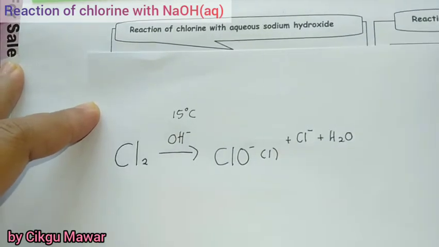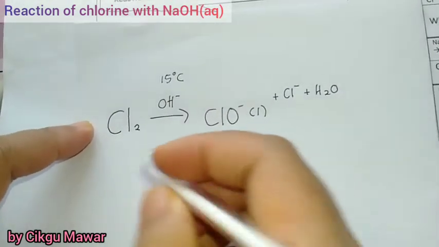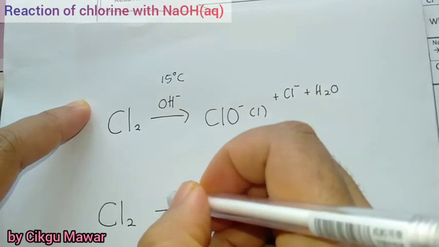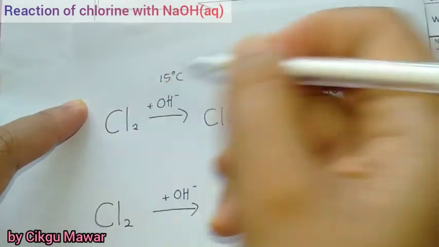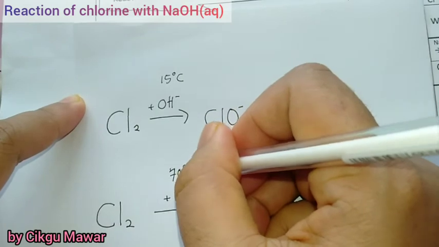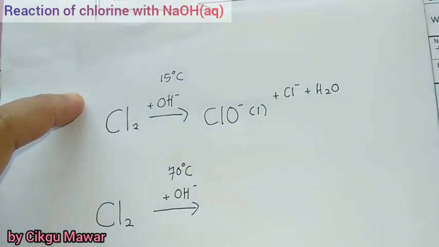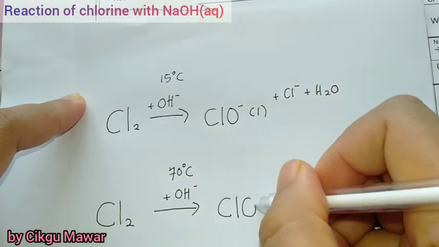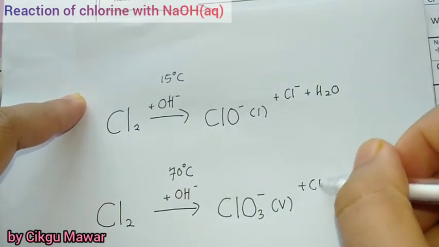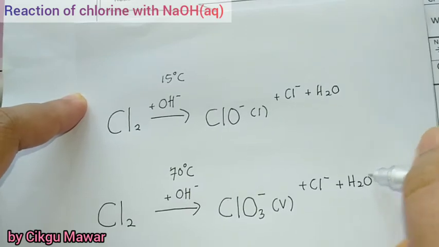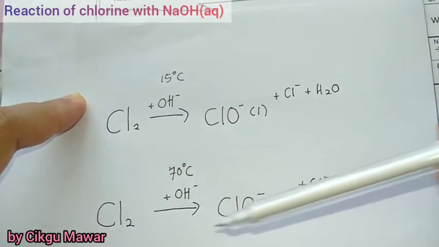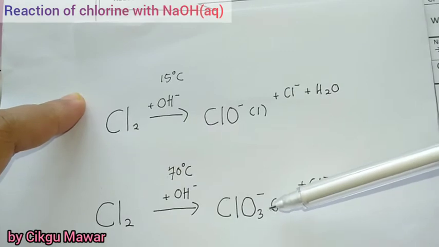And then the second one, we react the chlorine gas with hydroxide ion, either potassium hydroxide or sodium hydroxide, under 70 degrees Celsius, which is hot condition, so we will get the chlorate 5 ion. And the other products are the same, chloride ion and water. So this is the first reaction in order to form chlorate 1 ion. This is the second reaction in order to get the chlorate 5 ion.